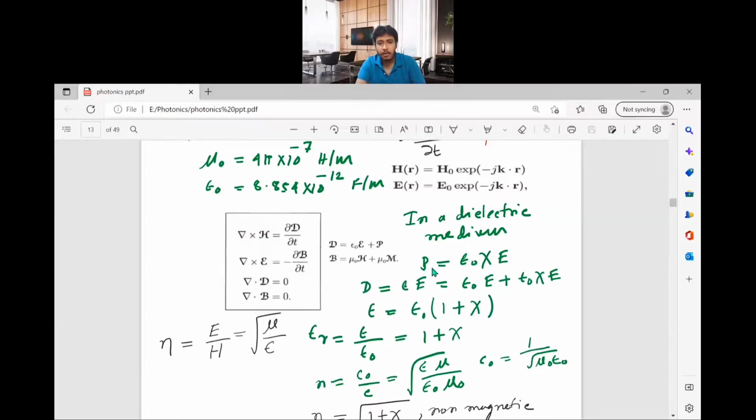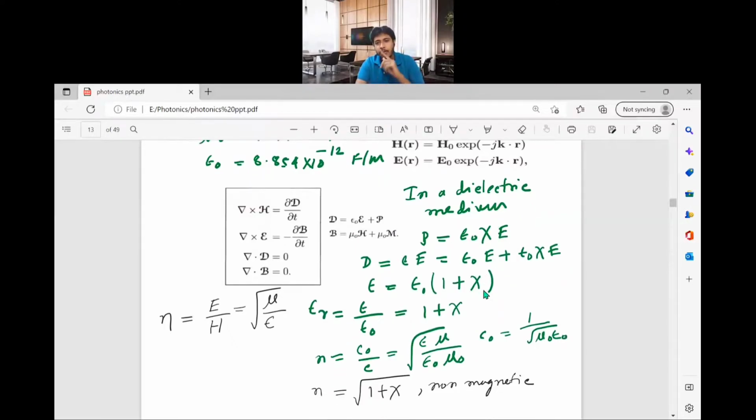This is the relation of the polarization: polarization and electric field are proportional. It will be equal to epsilon 0 times chi times the electric field E, where chi is the susceptibility of the medium. Starting with this, you can get the relation of the electric field with the polarization field. As you know, the refractive index is equal to c0 by c, the velocity of the light wave in free space over the velocity in the medium. We can write it in terms of mu and epsilon. It's a non-magnetic material, so we can neglect this.